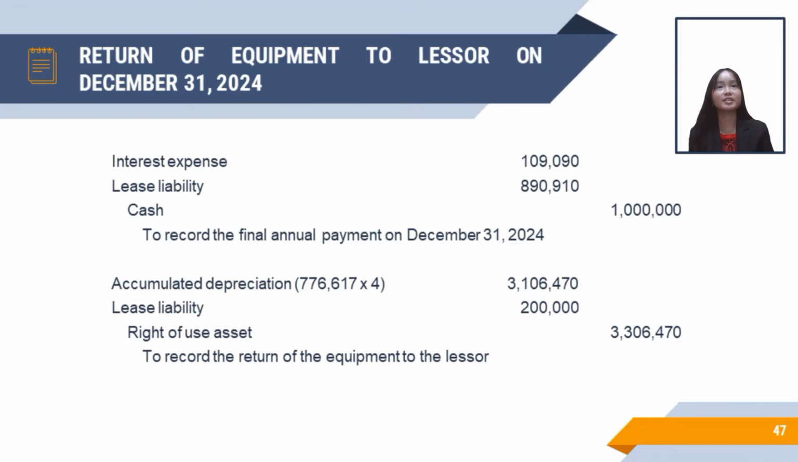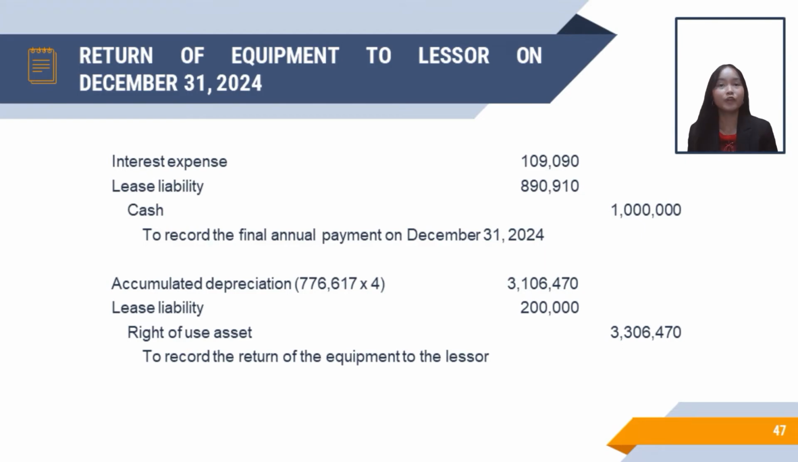We will debit interest expense for 109,090 and lease liability for 890,910, and we will credit cash for 1 million pesos. That is to record the final annual payment on December 31, 2024. Then we will debit accumulated depreciation, which is 3,106,470, and lease liability for 200,000 pesos. Then we will credit right of use asset for 3,306,470. That is to record the return of the equipment to the lessor.